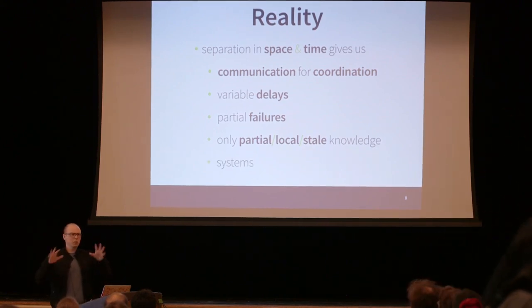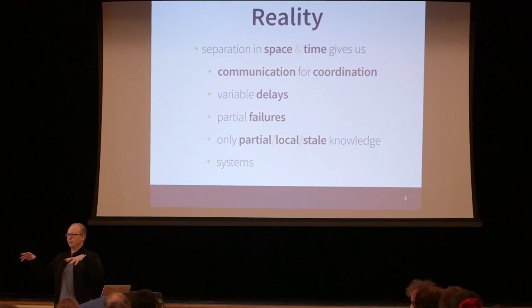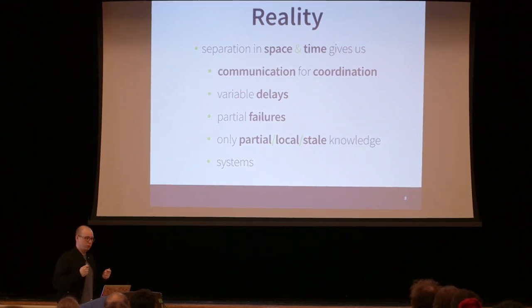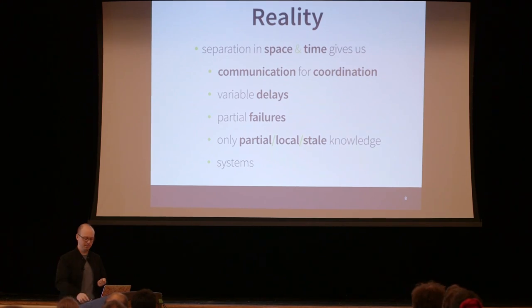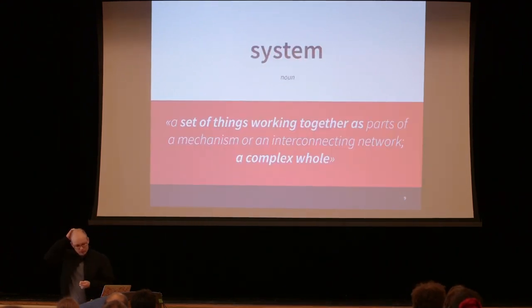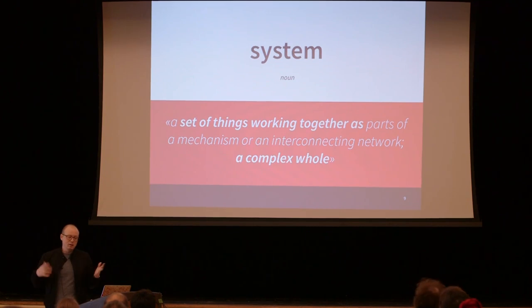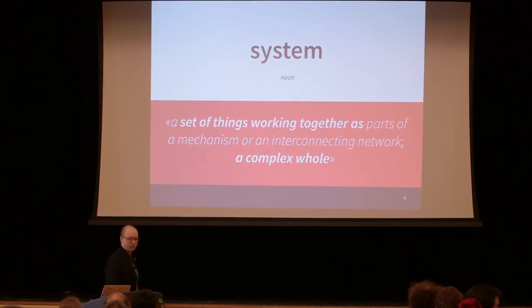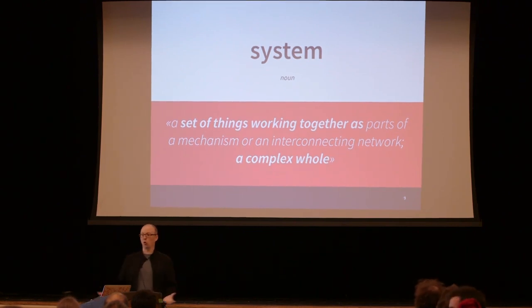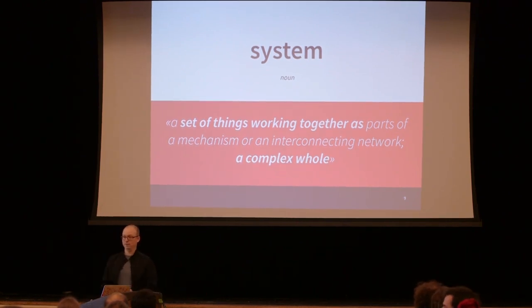It also means that since we have these things that are separated in space and time that use communication for coordination, we have a lot of systems, right? Things that communicate to coordinate. So what is a system? Well, the definition is a set of things working together as a mechanism or an interconnecting network, a complex whole, right? System.